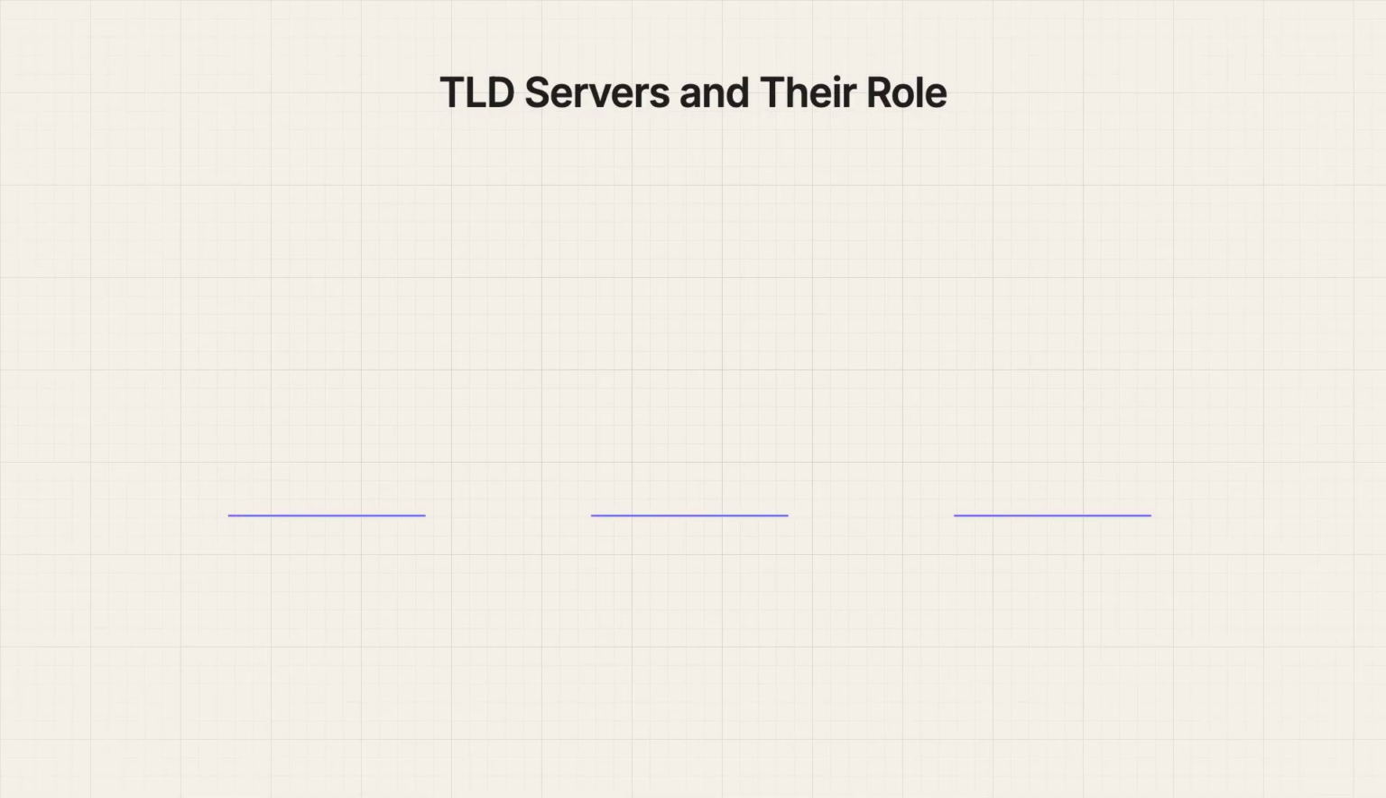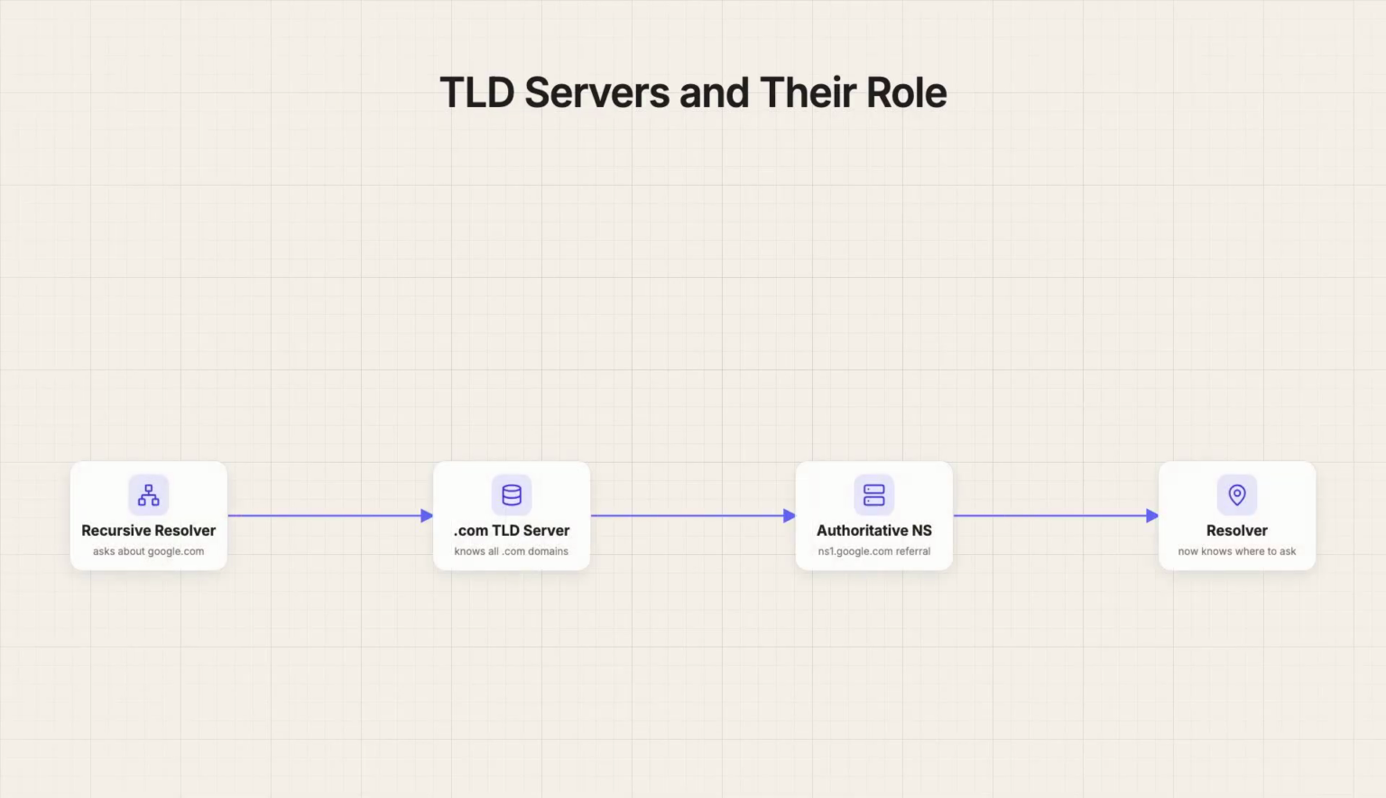The TLD server handles an entire suffix like .com, .org, or .io. It does not store IP addresses either. Its job is to return the address of the authoritative name server for a specific domain. When the recursive resolver asks about google.com, the .com TLD server replies with the address of Google's own authoritative name servers, pointing the resolver to the final stop.